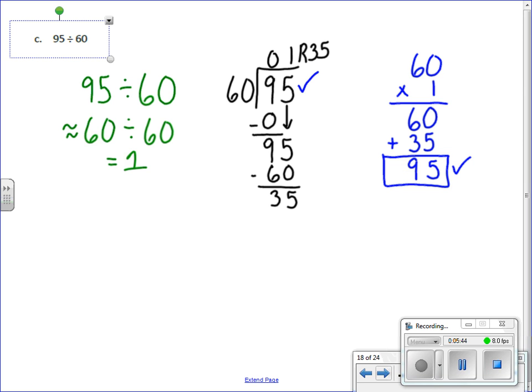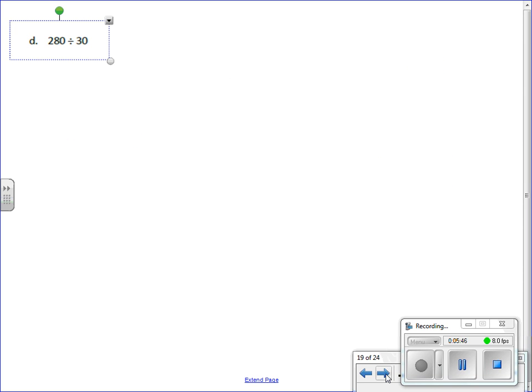Okay, let's look at the next one. 280 divided by 30. We can leave it 30. And then if we're looking for something, I'm thinking 9 times 3 is 27. So I'm going to make this 270. Cancel and cancel. 3 goes into 27 9 times.